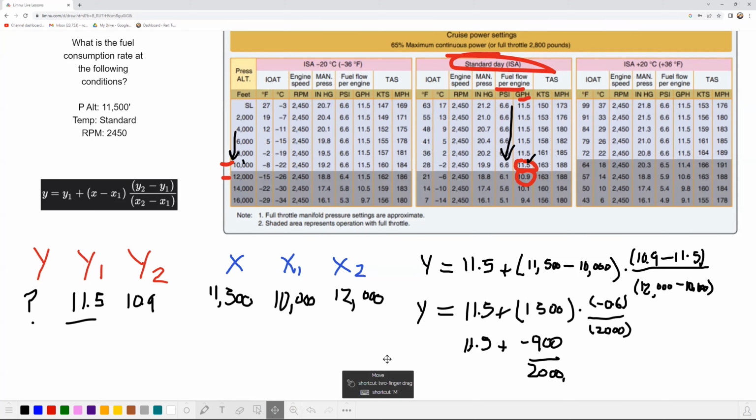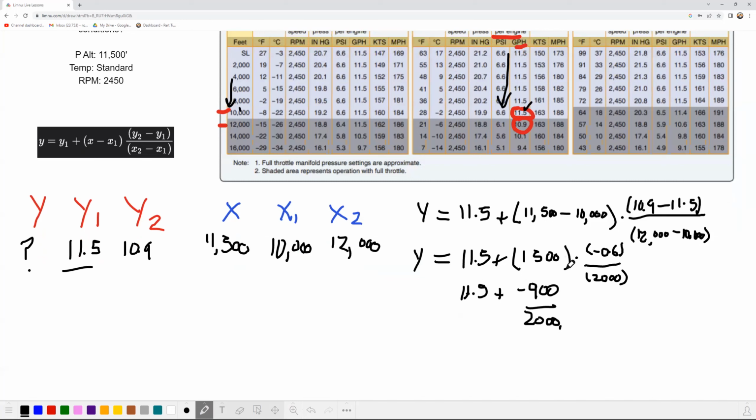All right, now we'll do this division here. So minus 900 divided by 2,000. And then this is plus a minus number, so we can just change this to a minus. Plus a negative number is just a subtraction, so we change this here. And 900 divided by 2,000 is 0.45. So now y equals 11.5 minus 0.45, which is 11.05.